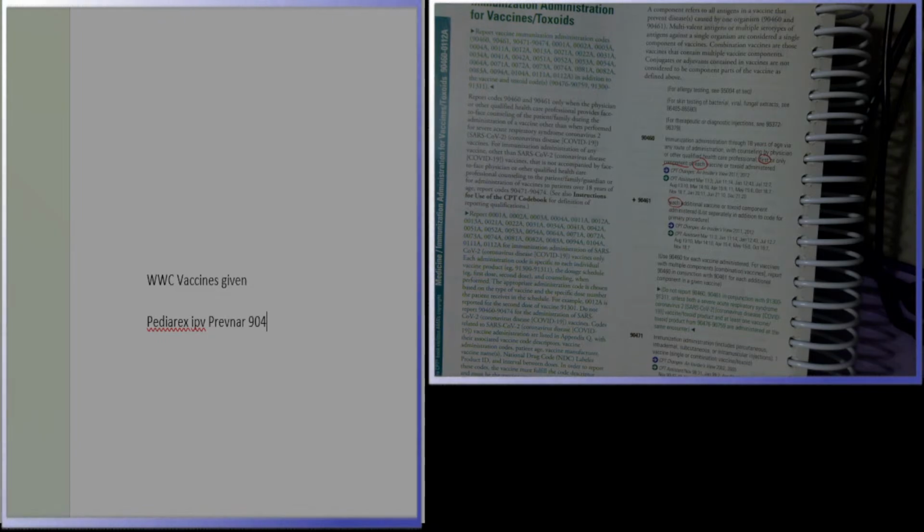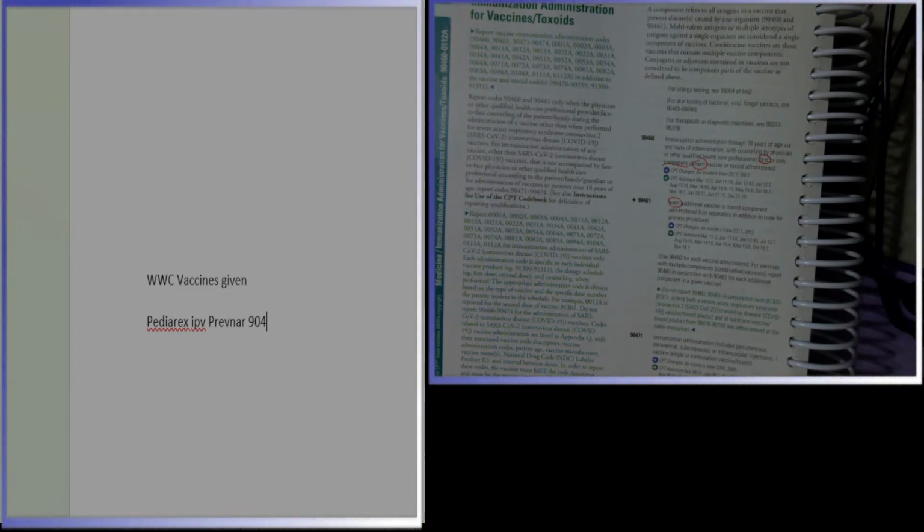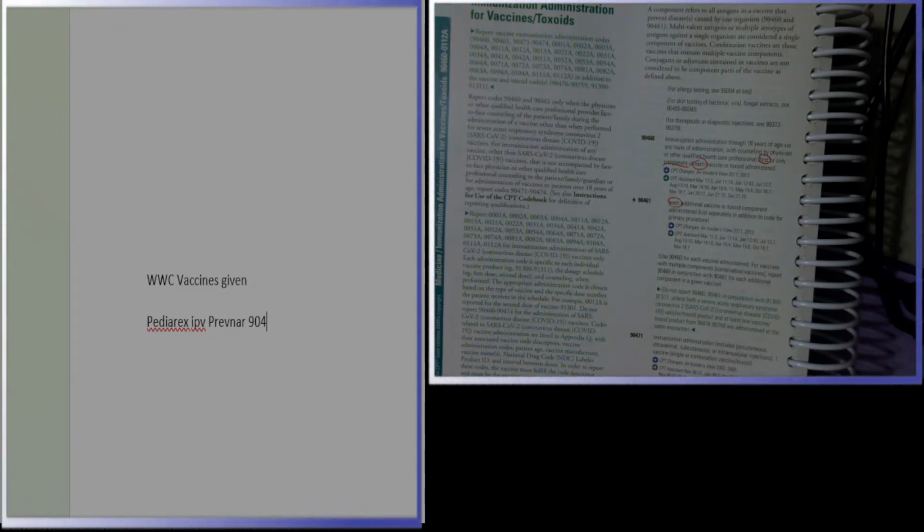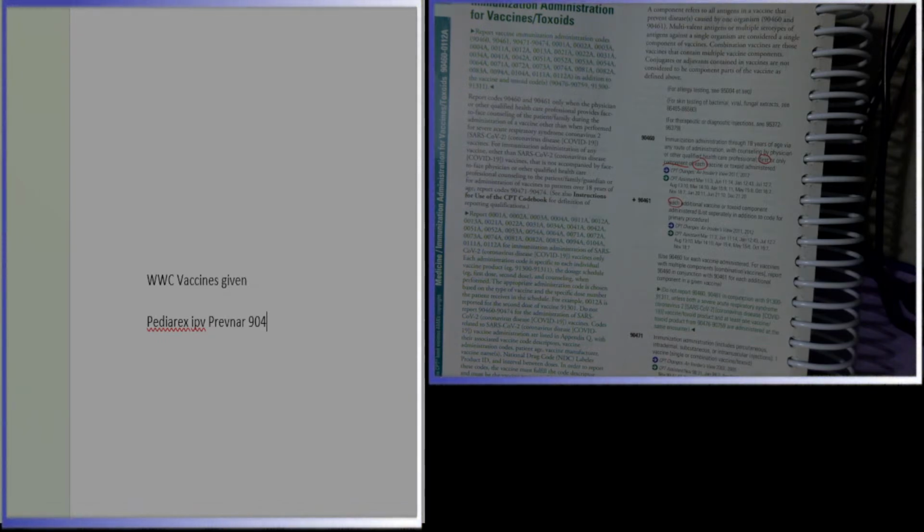Patient was here for a well child check. Vaccines were given. What are we coding? A 90471 or 90460?